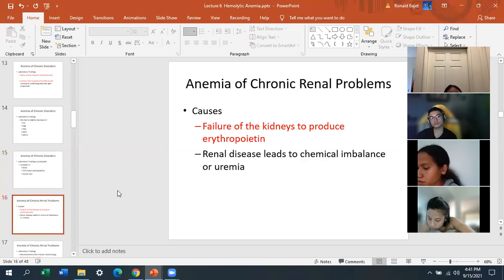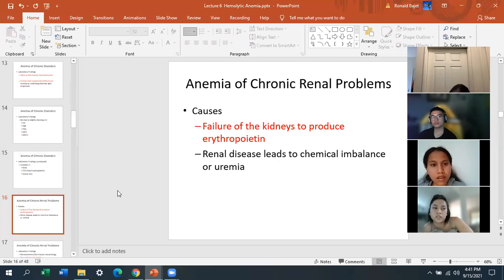Chronic renal conditions: failure of the kidneys to produce erythropoietin. As you know, the kidney is not an extramedullary site, but it produces erythropoietin. Remember, the extramedullary sites are spleen, thymus, lymph nodes, and liver. Okay. Kidneys produce erythropoietin. It produces a hormone. It's a renal disease that leads to chemical imbalance or uremia. So if you see uremia, what type of red cell abnormality would you expect to see?